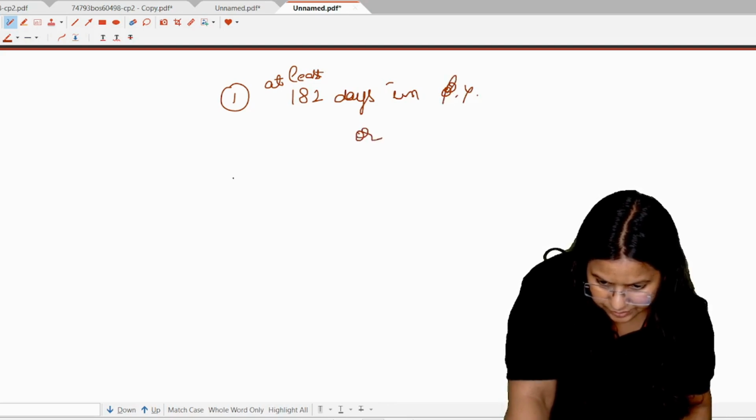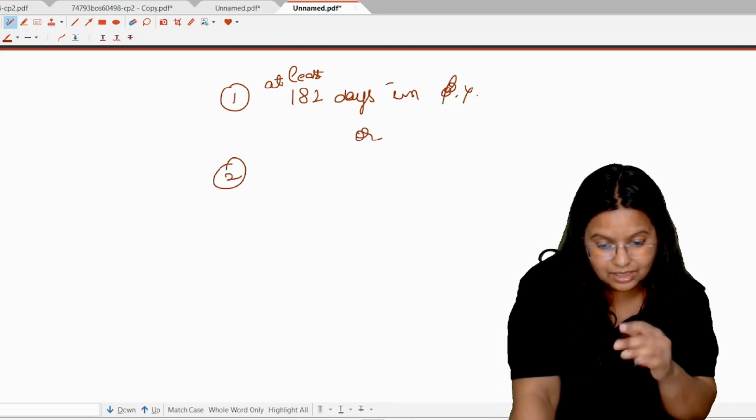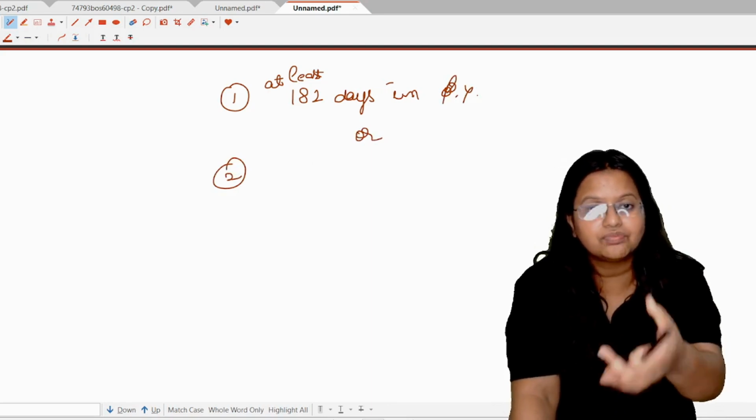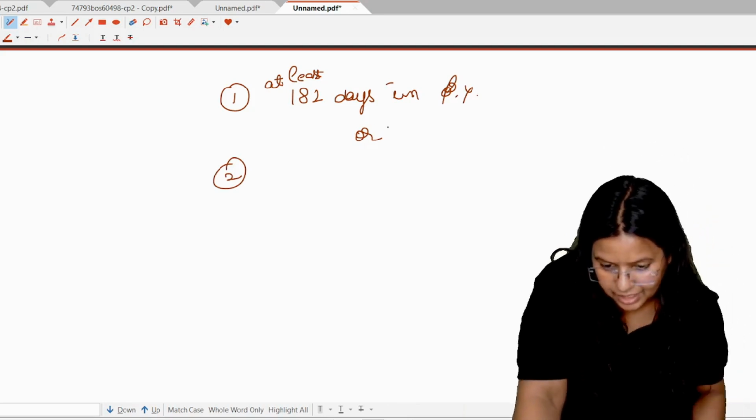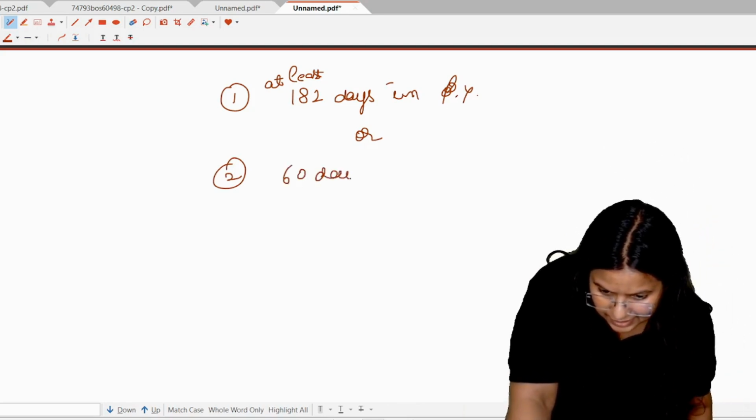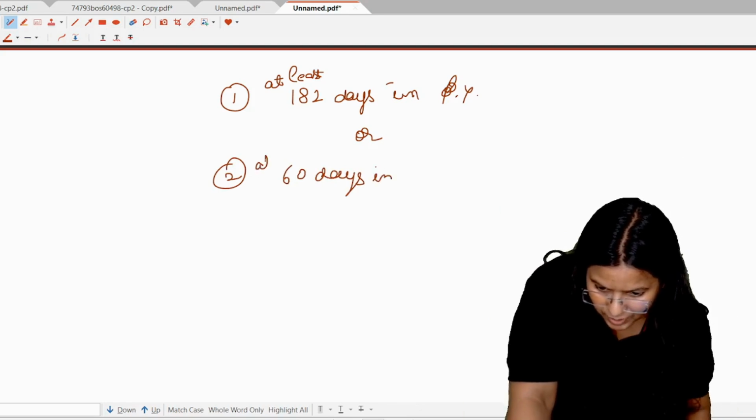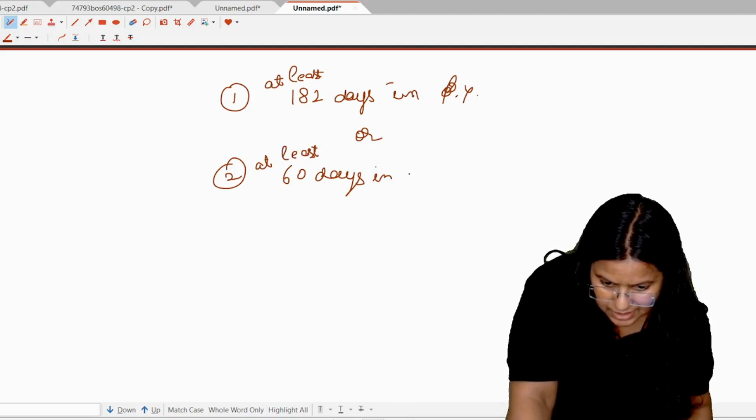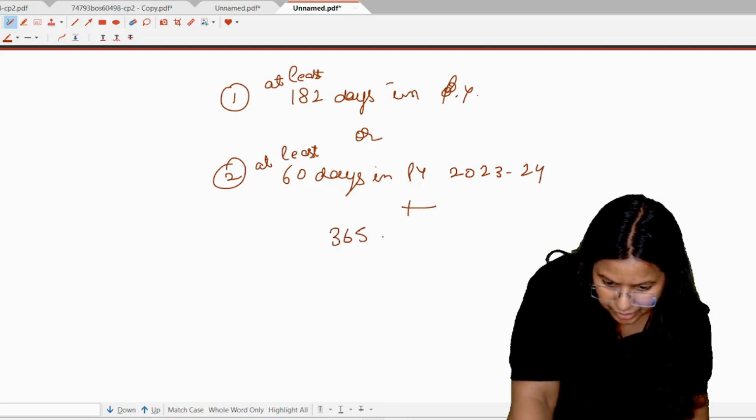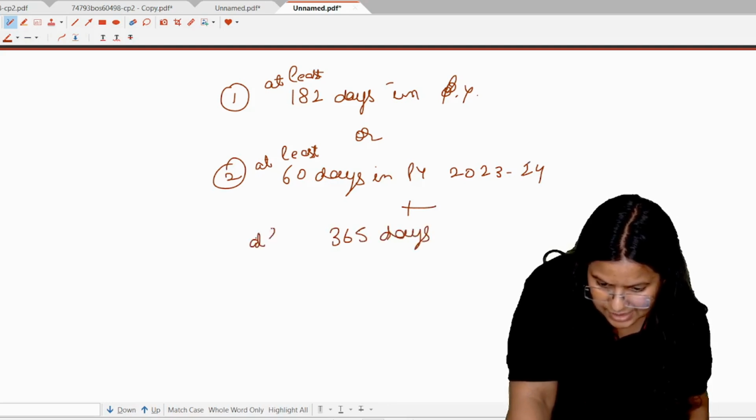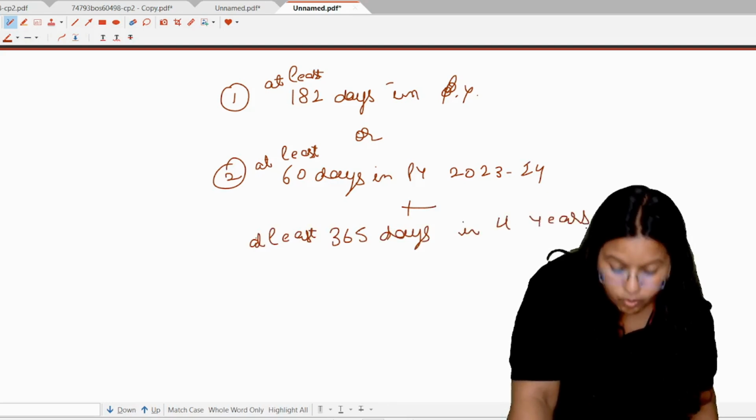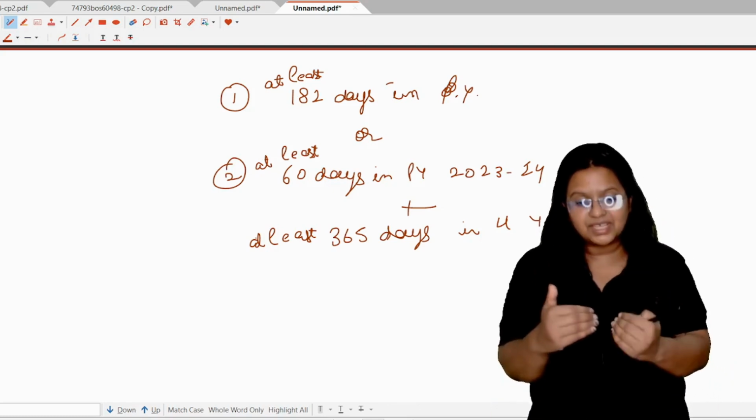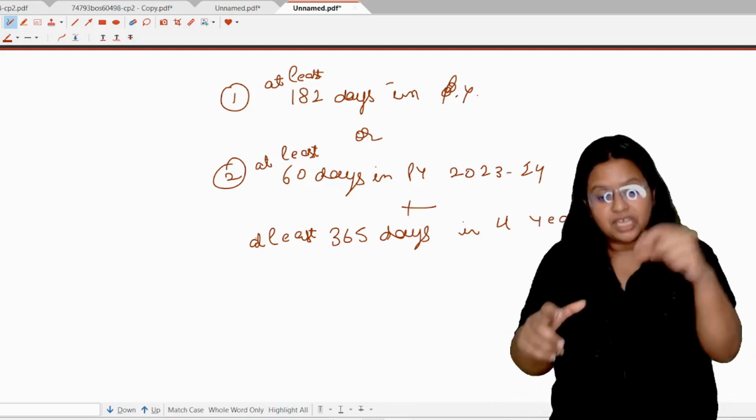And the second condition means he can either fulfill the first condition or the second condition. The second condition is a minimum of 60 days in the previous year, 2023-24, plus at least 365 days in the 4 previous years immediately preceding the previous year 23-24.